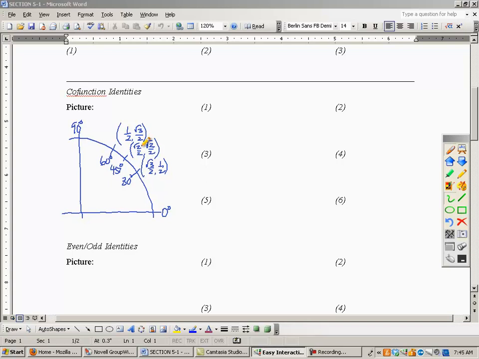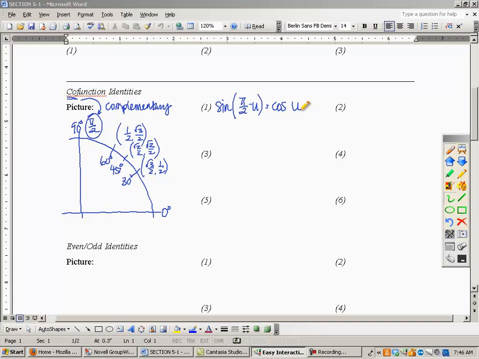And the reason I do this is because these are going to help us with the idea of what a co-function identity is. And the co-function identity we use in terms of radians. So let me put 90 as the same thing as pi over 2, and that's important. Co-function means it has to do with complementary angles, and we know that complementary angles add up to 90 degrees or pi over 2. So the first co-function identity they give you is the sine of pi over 2 minus an angle is the same thing as the cosine of that angle.